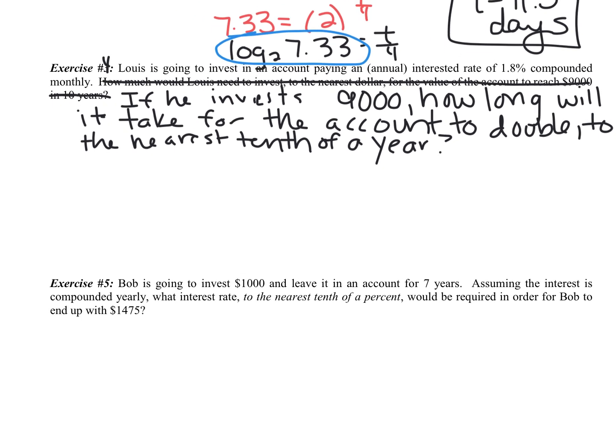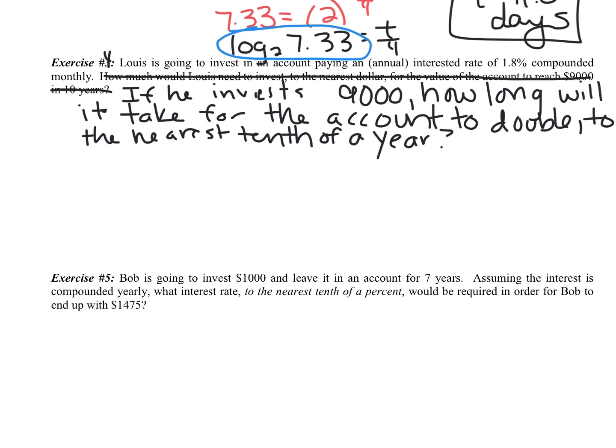Basically on this one, when we read this, Lewis is going to invest in an account paying an annual interest rate of 1.8% compounded monthly. So we see that we're working with our compounded periodically formula. Now, the only tricky thing about this is the formula looks complicated because we have the 1 plus r over n. I want you to try this one on your own, but as soon as I get 1 plus r over n, I'm just going to type in that part and get that decimal and use that decimal throughout the problem, so I'm not looking at fractions. So go ahead and set this one up and then come back when you're done.